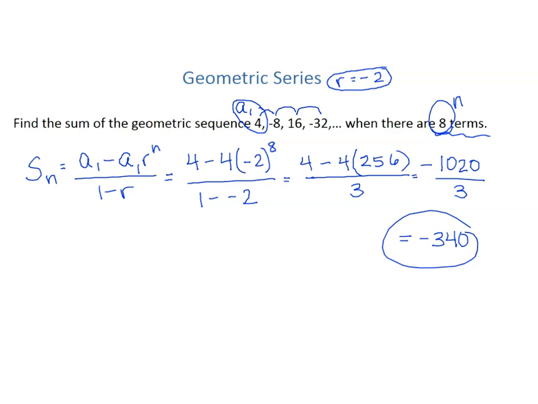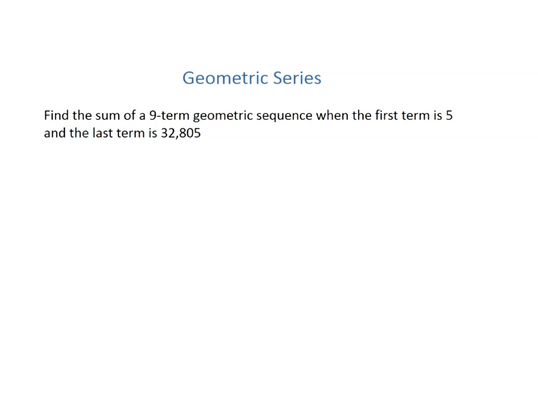All right, let's practice with these formulas some more. Find the sum of a 9-term geometric sequence when the first term is 5 and the last term is 32,805. Now here, we know the first term, and we know the last term. And we know that we're looking for the sum of the first 9 terms. But what we don't have is r.